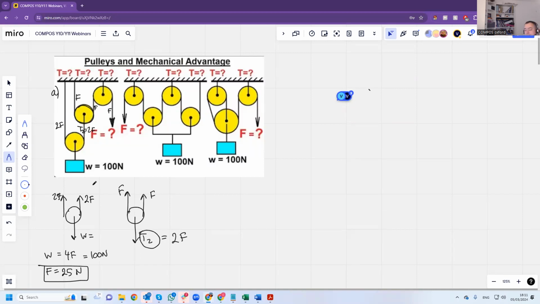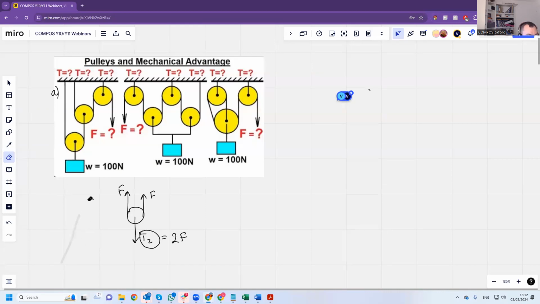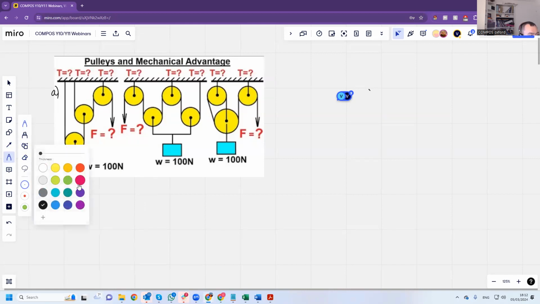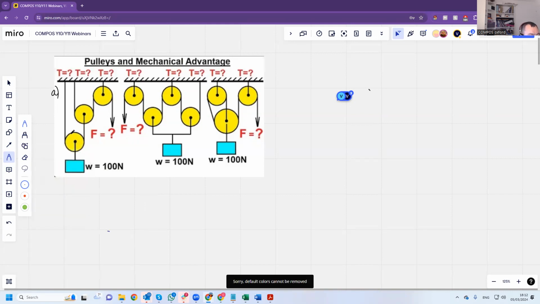Okay. Let's go from the other end. I can see some misunderstandings. I started from the wrong end. Okay. Let's do magenta. So let's take this bit.